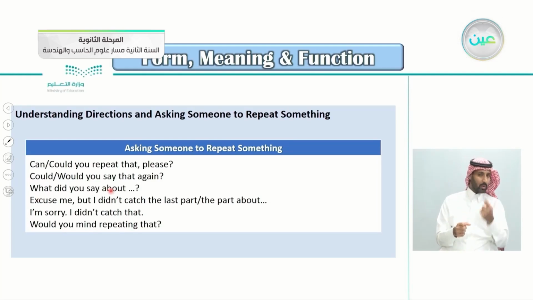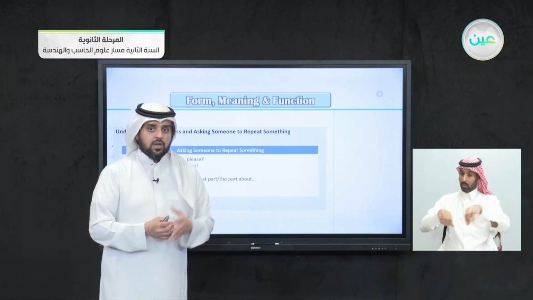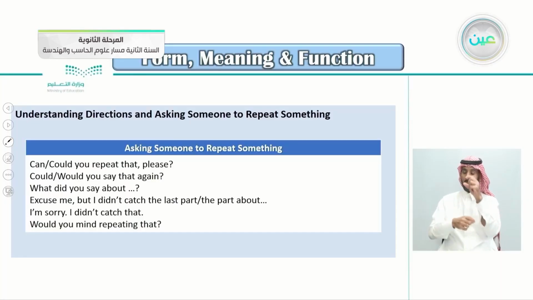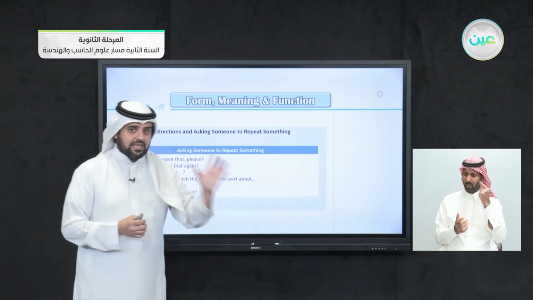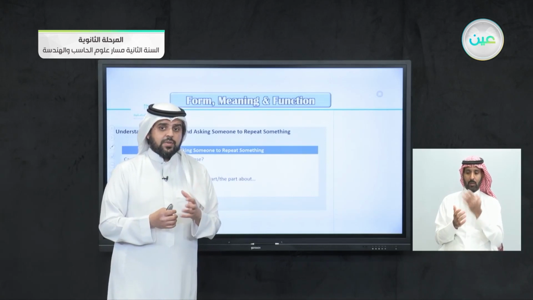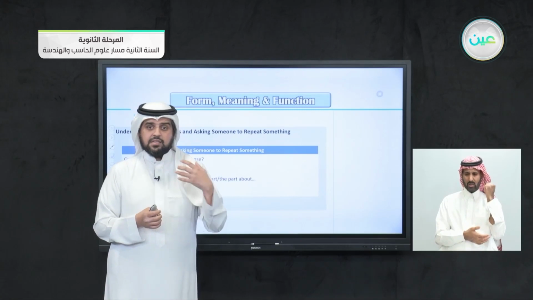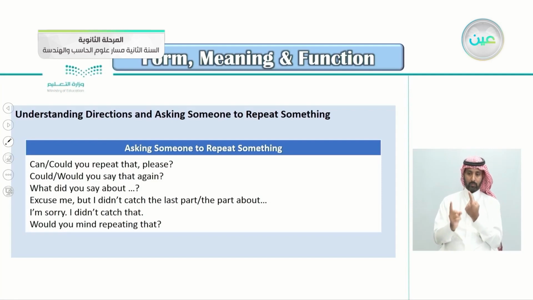What did you say about the mosque? For example, that the bank is next to the mosque. You can say, what did you say about the mosque? Excuse me, but I didn't catch the last part, or the part about... For example, you can say, excuse me, I didn't catch the last thing you said. Or I didn't catch the part about the mosque. Once you started talking about the mosque, I didn't hear you well. Can you repeat what you said about the mosque or the last part?